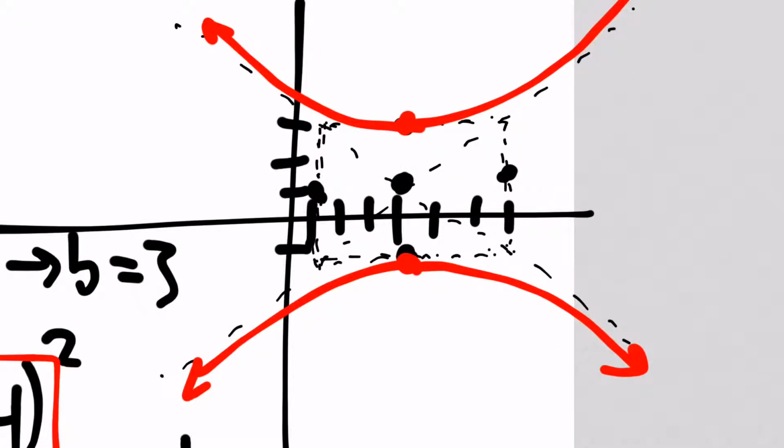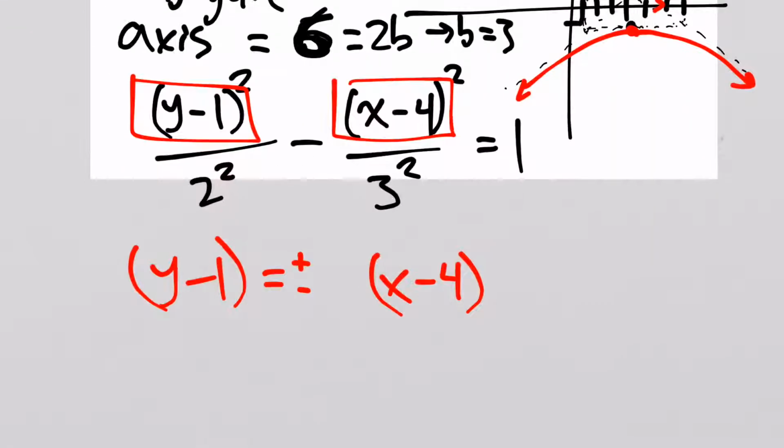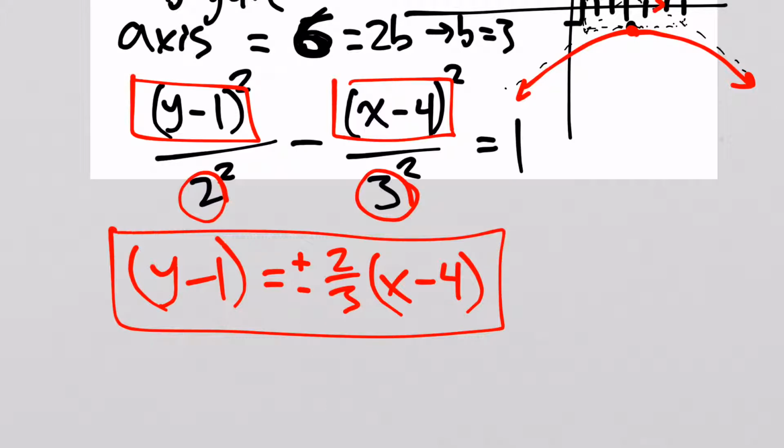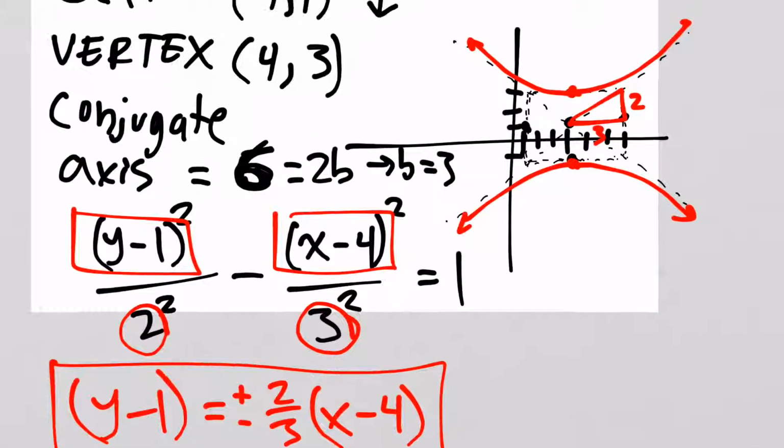Well, look at this little triangle. Rise over run. What was our rise? Well, we went up 2. What was our run? Well, we went over 3. So rise over run is 2/3. Or look at the equation. What's our rise? 2. What's our run? 3. Therefore, 2 over 3 plus or minus gives us the equation of those asymptotes. And we got it all.